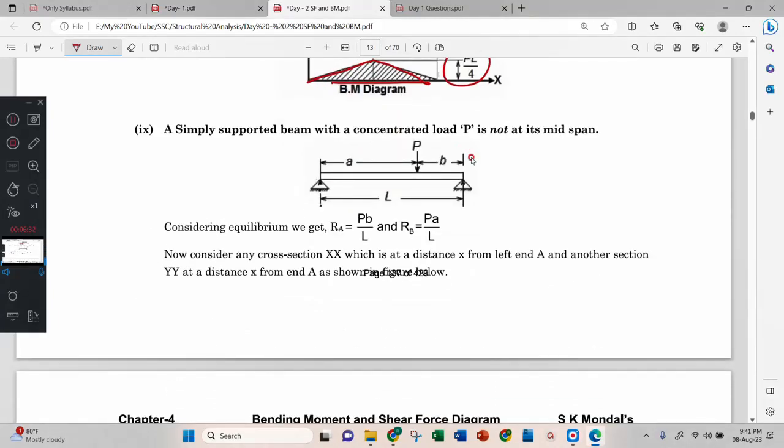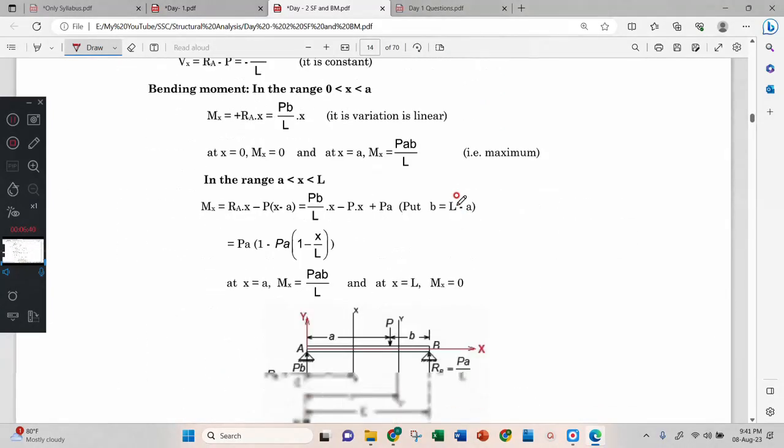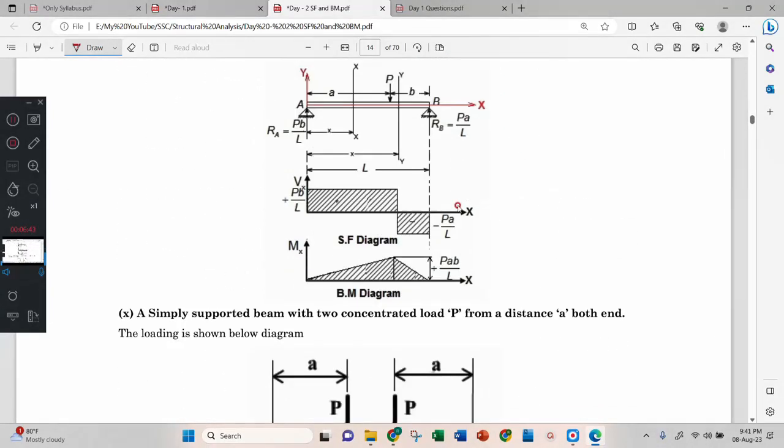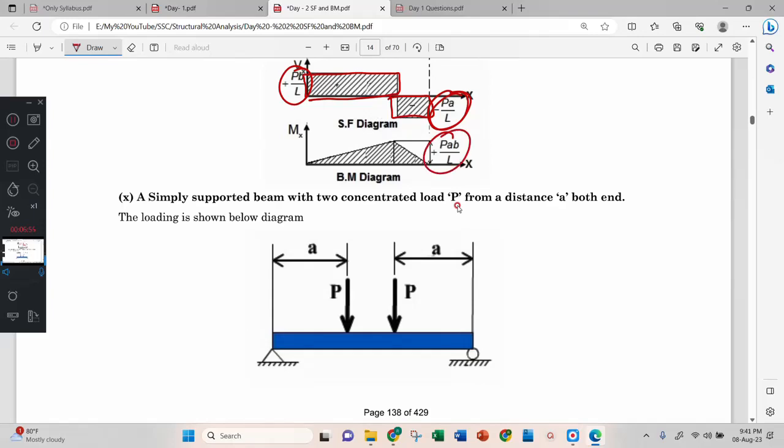Then this is PB by L, and this is PA by L. Then the diagram depends on the portion. You see, this is a bigger portion, this is a smaller portion. This support reaction will be here, this support reaction will be here. Then the bending moment is PAB by L.